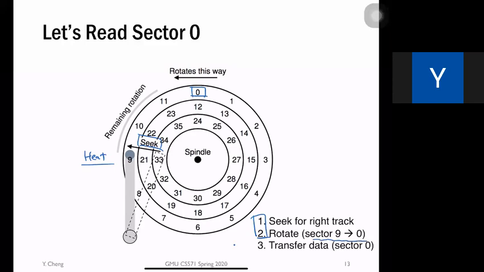Then comes the last step, step number 3. When the head is targeted at sector 0, you can read the data out. This is the transfer of the data, which is a read operation. And remember, it always reads the whole disk sector out from that logical block.